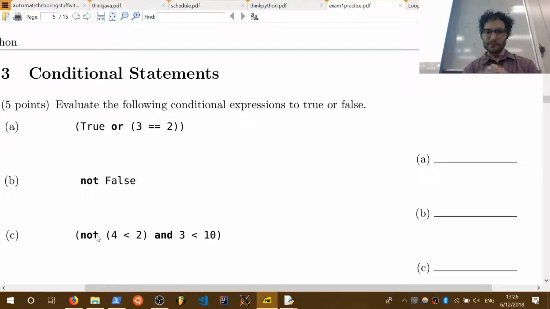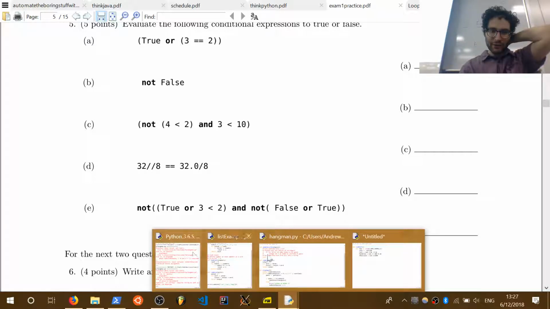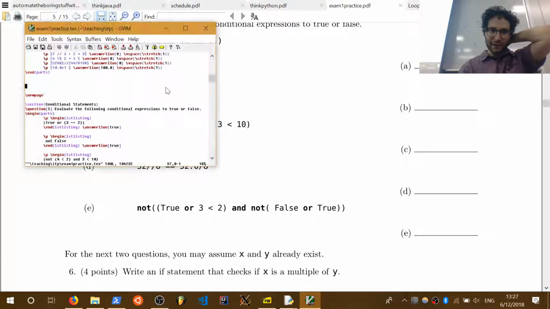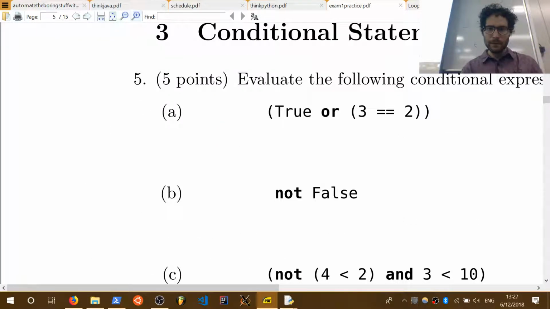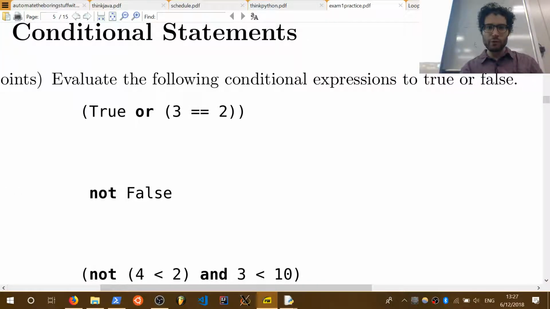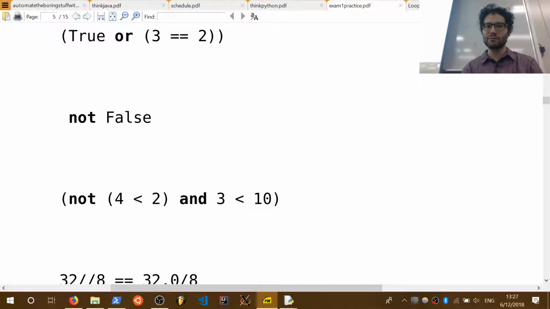Okay. Evaluate the following statements to true or false. Oh, come on. Hold on one second. Didn't I have more nots here? Or no? Oh, I guess not. Okay. So we've got true or false. Well, it doesn't matter, right? Any true or blank equals true automatically, right? If you've got a true on one side, the entire thing's true, so we can put true here. Not true. What does that convert to? Sorry, not false converts to true.